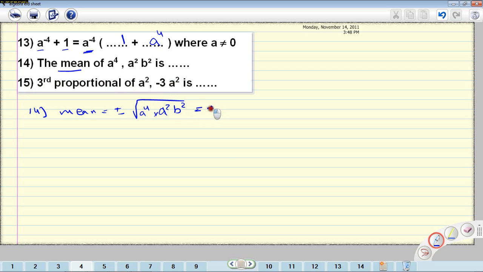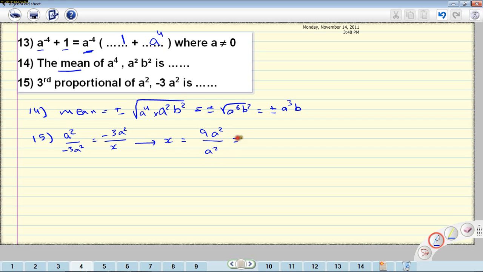So equals positive or negative square root a to the power of 6 b to the power of 2, which is positive or negative a to the power of 3b. Number 15, the third proportional of these two numbers, I'm going to write it as a fraction, so a power 2 over negative 3 a to the power of 2 equals negative 3 a to the power of 2 over x, and do cross multiplication, and x will be 9 a to the power of 2 over a to the power of 2, which is 9.